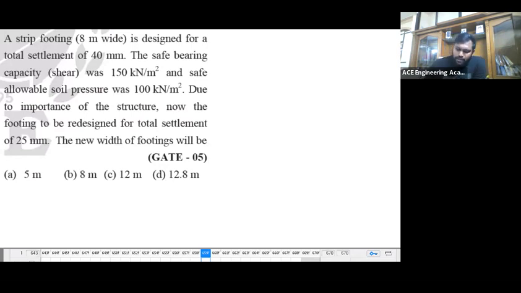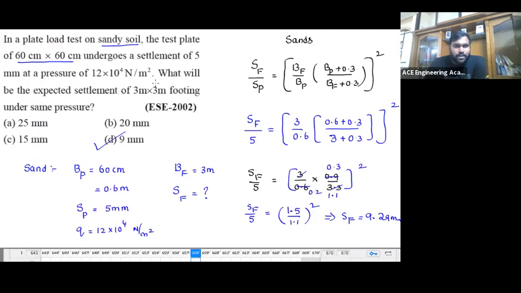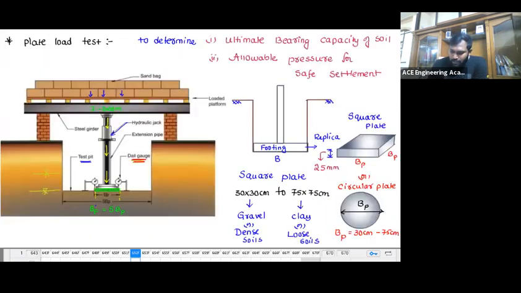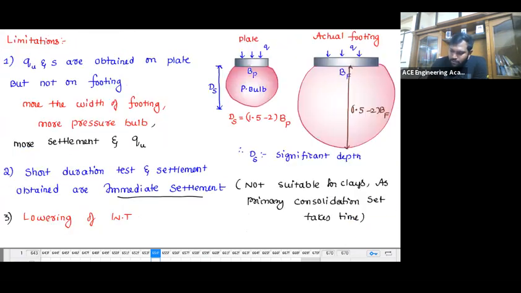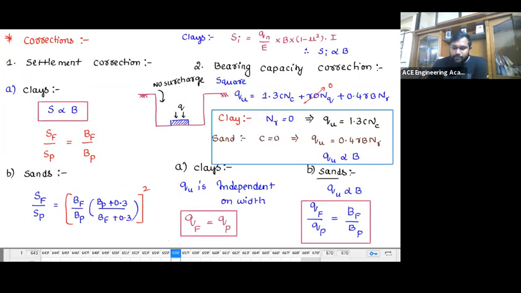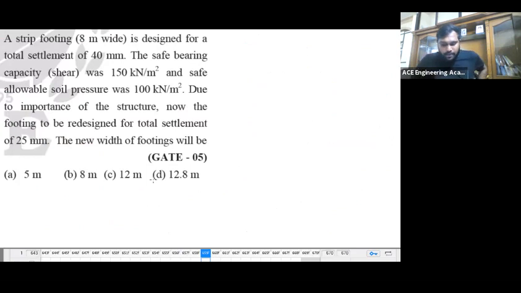Yeah, here the Q values need not be used, because under the same pressure, they mentioned you don't need to use any Q value. While I was explaining the same thing, here I applied the same pressure. For the same pressure, the more the width of the footing, the more the pressure bulb, and the more the settlement. Come on, tell me.